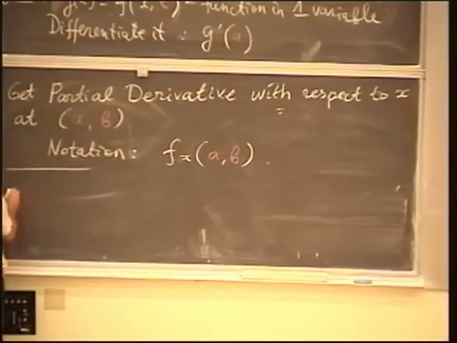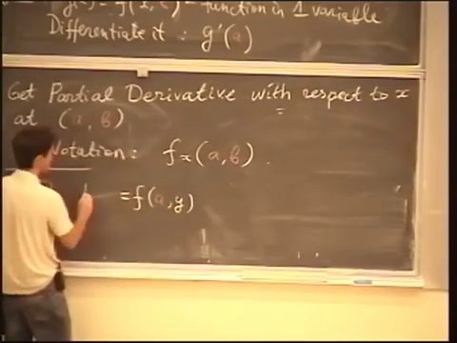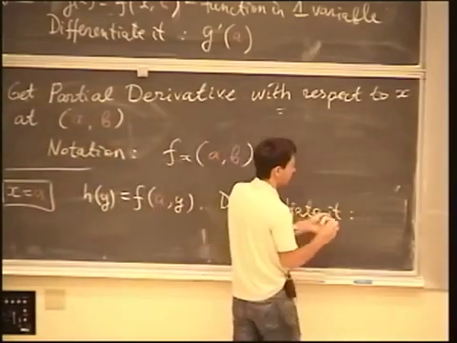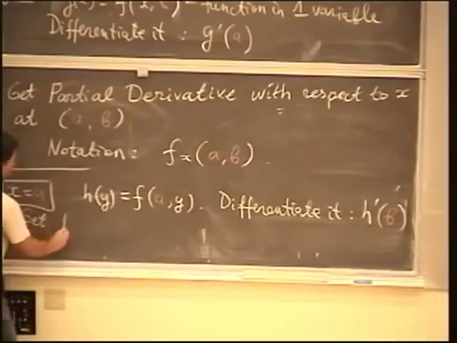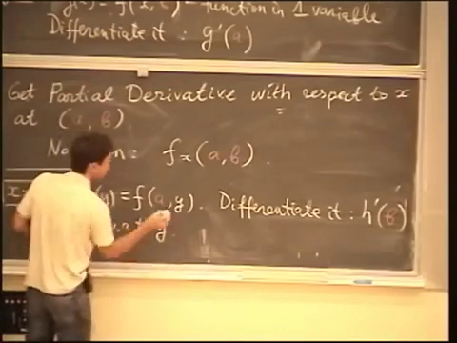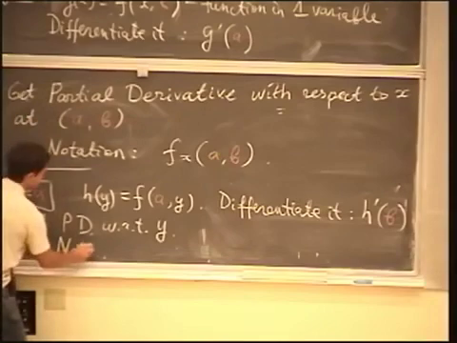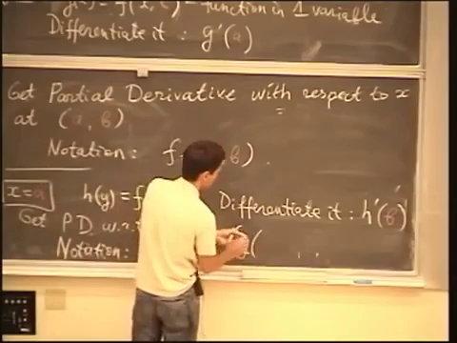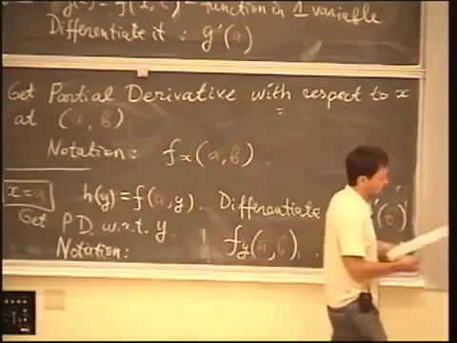Likewise, I could freeze the first variable, x. I could say x is equal to a. Then I get a function again in one variable, where the first variable is frozen, but the second one is free. So I get a function in one variable, let's call it h. And then I can differentiate it. So what I get is h prime of b. And that's called the partial derivative with respect to y. For which the notation, I'm just abbreviating the same sentences I have at the top of this board, is obviously f sub y of a, b. So we got two derivatives for functions in two variables, the first and the second.